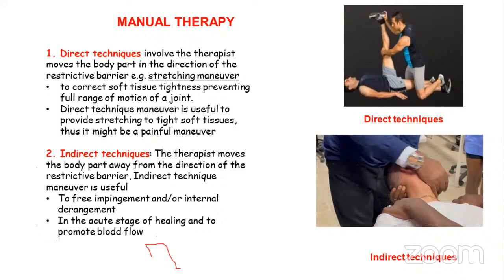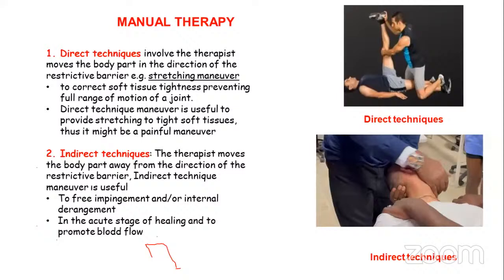In indirect technique, the therapist moves the body part of the patient away from the direction of the pain. As you see in the lower diagram, it is assumed that the patient has movement restriction to the right rotation of the neck. And you see what the therapist is doing? After applying traction, he rotated the neck opposite to the direction of the barrier, that is to the left, to create a space on the right, so that after delivering the thrust, whatever is blocking the joint on the right will go back to its rightful place. So this is indirect technique.